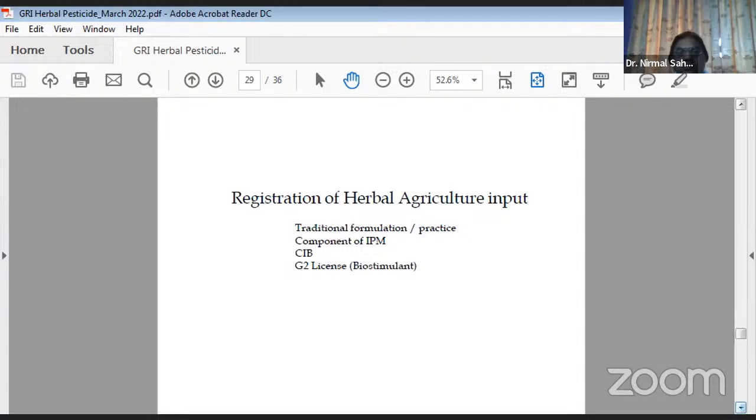As I told, whatever formulation we have developed, we need to get the registration or the criteria on which we are able to go into the markets. So it may be a traditional formulation, practice based, or maybe a component of IPM, because nowadays under the IPM, different plants' names are mentioned. If the plant comes under that category, you may claim that our formulation is grassroots, but it is coming under IPM too.